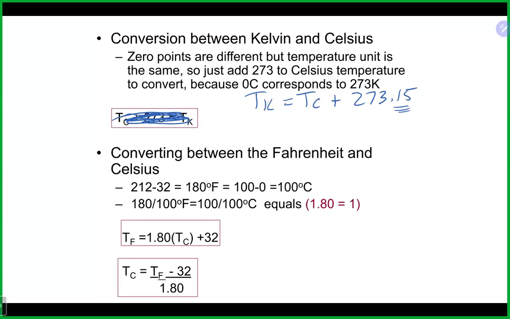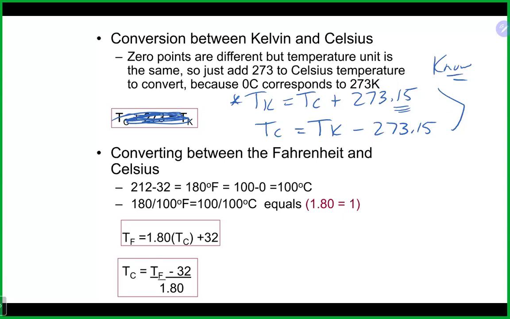By the way, if we go the other way and want the temperature in Celsius, it is the temperature in Kelvin minus 273.15. You definitely need to know this. And this is probably the one you're going to use the most here in chemistry, converting Celsius to Kelvin.